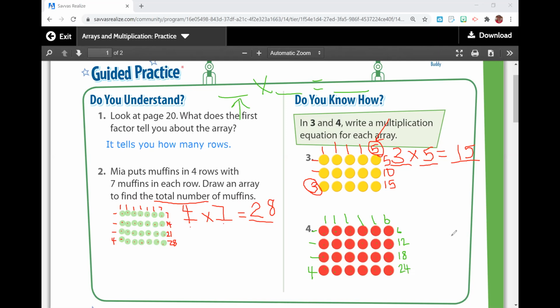Now next time I skip count by 6, I might be a little bit better at it because I wrote them on the side. 6, 12, 18, 24. My first factor is how many rows? How many rows did I have? Right, 4. And my second factor is how many columns? How many columns did I have? 6. My total number of dots was 24.